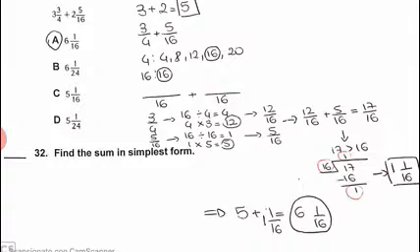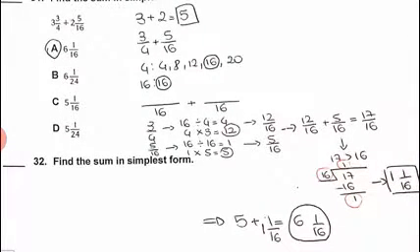Then we make the sum of the two fractions, 12 over 16 plus 5 over 16 equal, the denominator remains the same, and we make the sum of the numerators, 12 plus 5 equal 17. So we have 17 over 16. But 17 is bigger than 16, so we make a division. 17 divided by 16 is equal 1 with the remainder of 1.